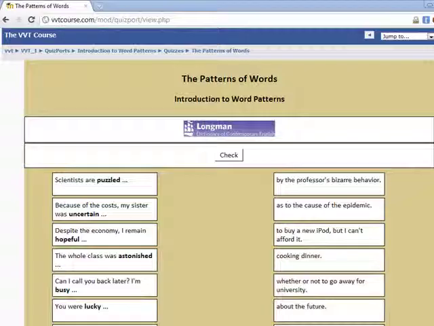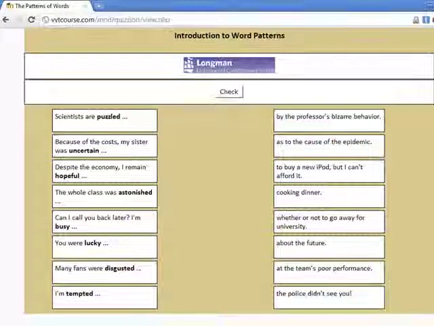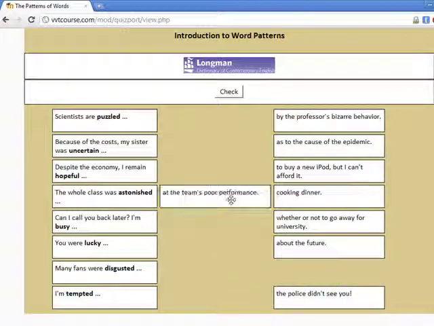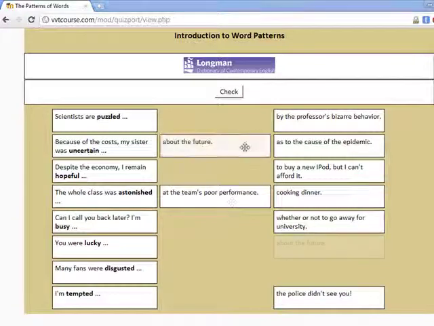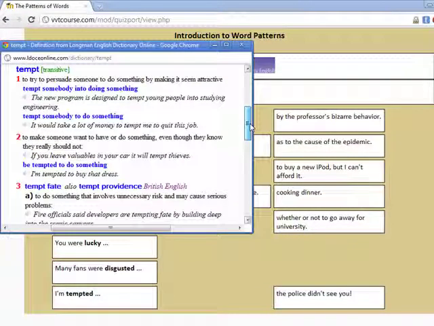Before we continue, try this activity to familiarize yourself with just a few of the wide variety of word patterns that exist. In the first part of each matching exercise, put the two halves of the sentences together so that they make sense. You can use the dictionary link to look up any unfamiliar words.